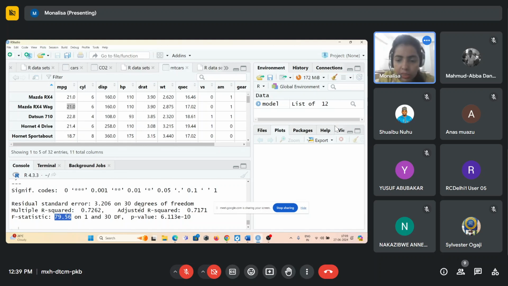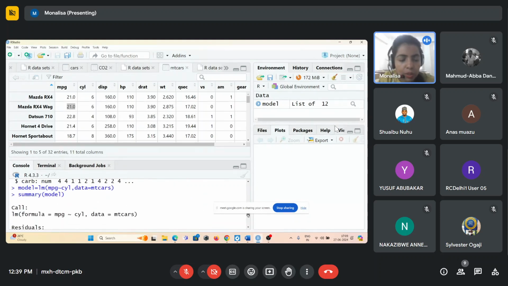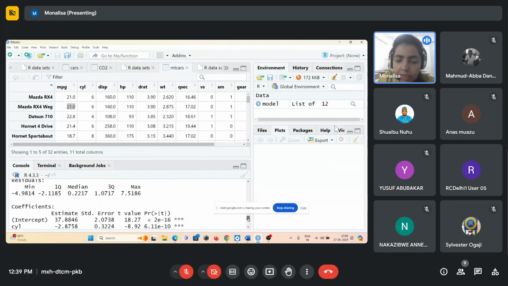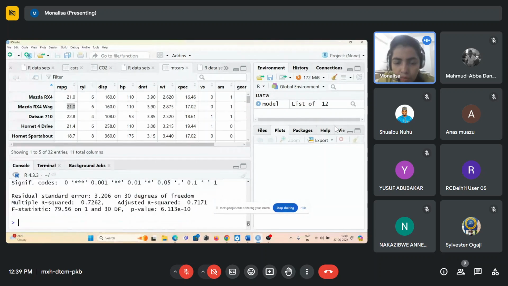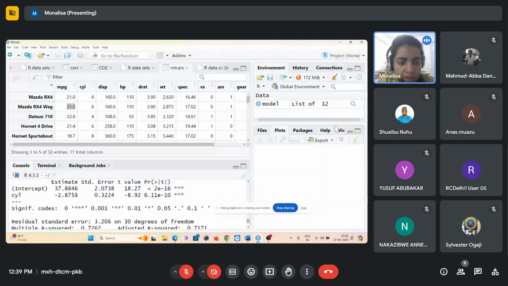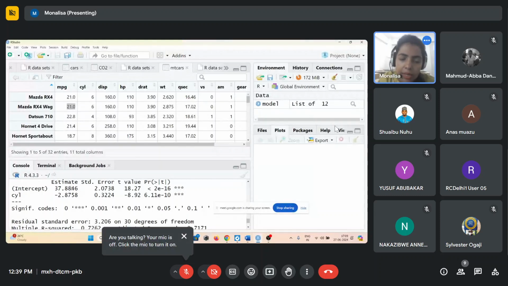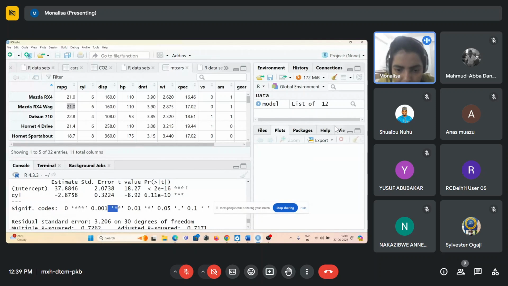That means if we change the value of CYL, we can also experience some changes in MPG. Let me show you. If you change the value of CYL by this unit, you can predict the value of MPG as 37.88, right? So these are the significant codes. You can see that our intercept is marked with 3 stars, that means it is the most significant one. We are rejecting the null hypothesis, so that's why we are saying that yes, there is an impact, there is a relationship.